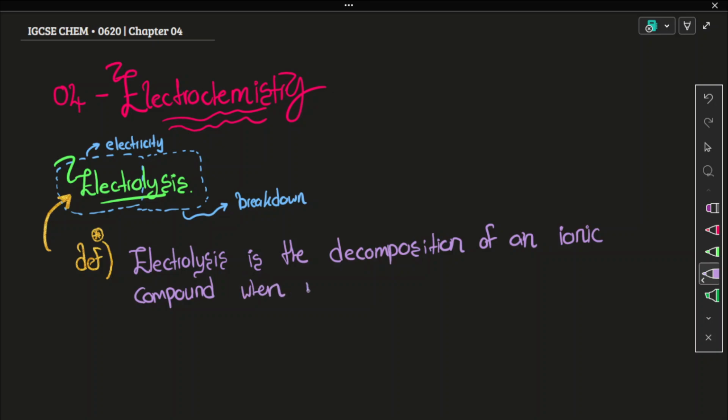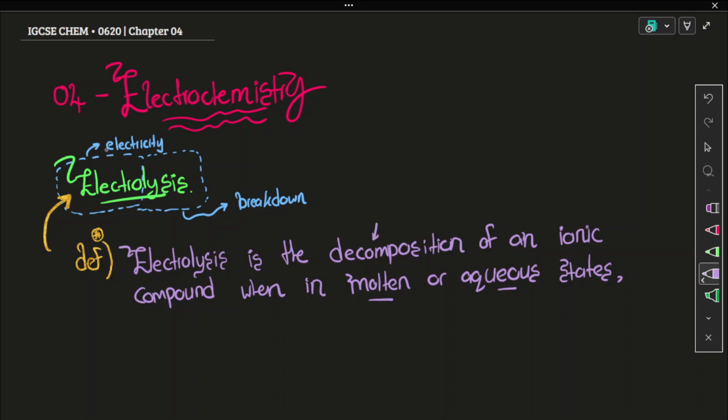When that compound is in its molten or aqueous states. Very interesting. Molten or aqueous state. Simply to break the ice, I'll tell you that molten is melted and aqueous is dissolved in water. Okay, more on them in detail later. So when in molten or aqueous states, what's the most important thing? How do we break them down? How do we decompose them?